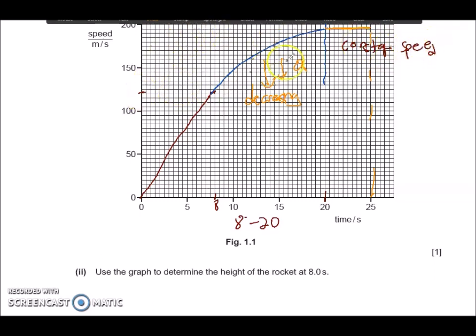Okay, so you got this for this question. So your graph should be like this. Okay, all right, so this is the answer. Okay, now let us continue with the second question.